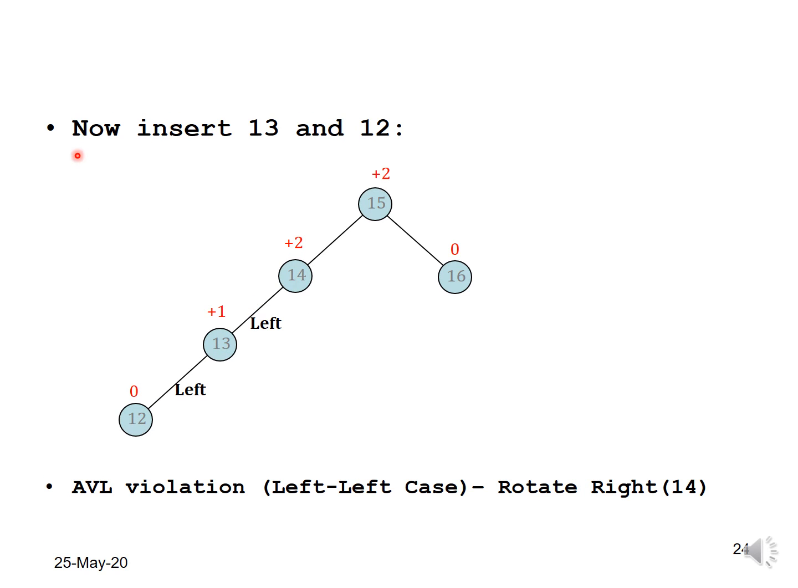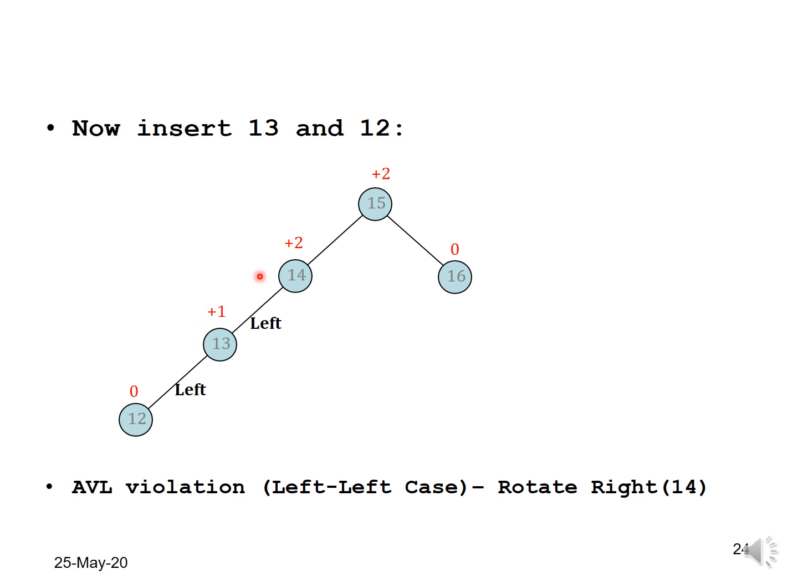We will insert 13 and 12. 13 will come here because it is less than 14, so it should come here. And then 12 is less than 13, so it should come here. Now again we will recalculate the balance factor of all the nodes. The balance factor of this 12 and 16 will be 0 because they are leaf nodes, and the balance factor of this 13 will be 1 minus 0, so this is plus 1.